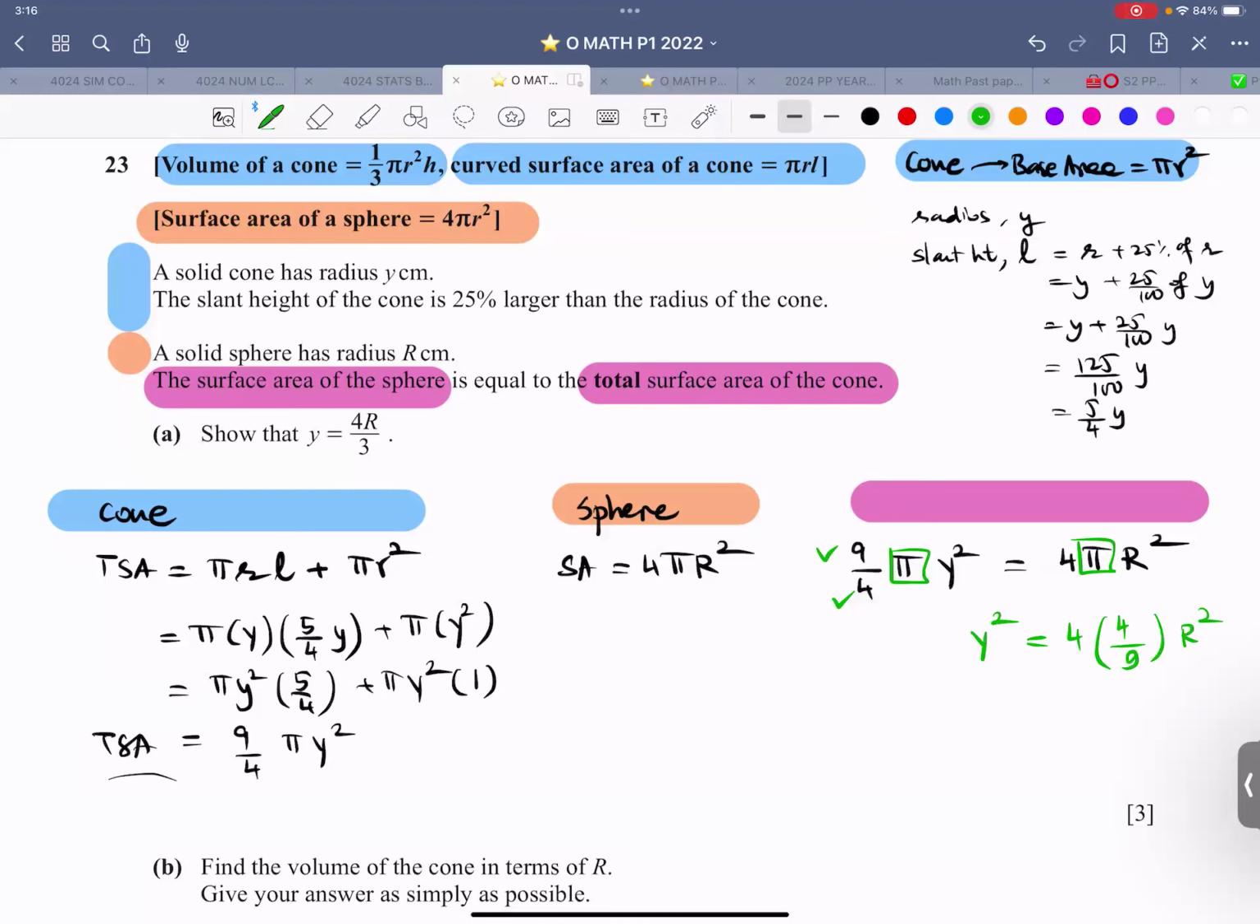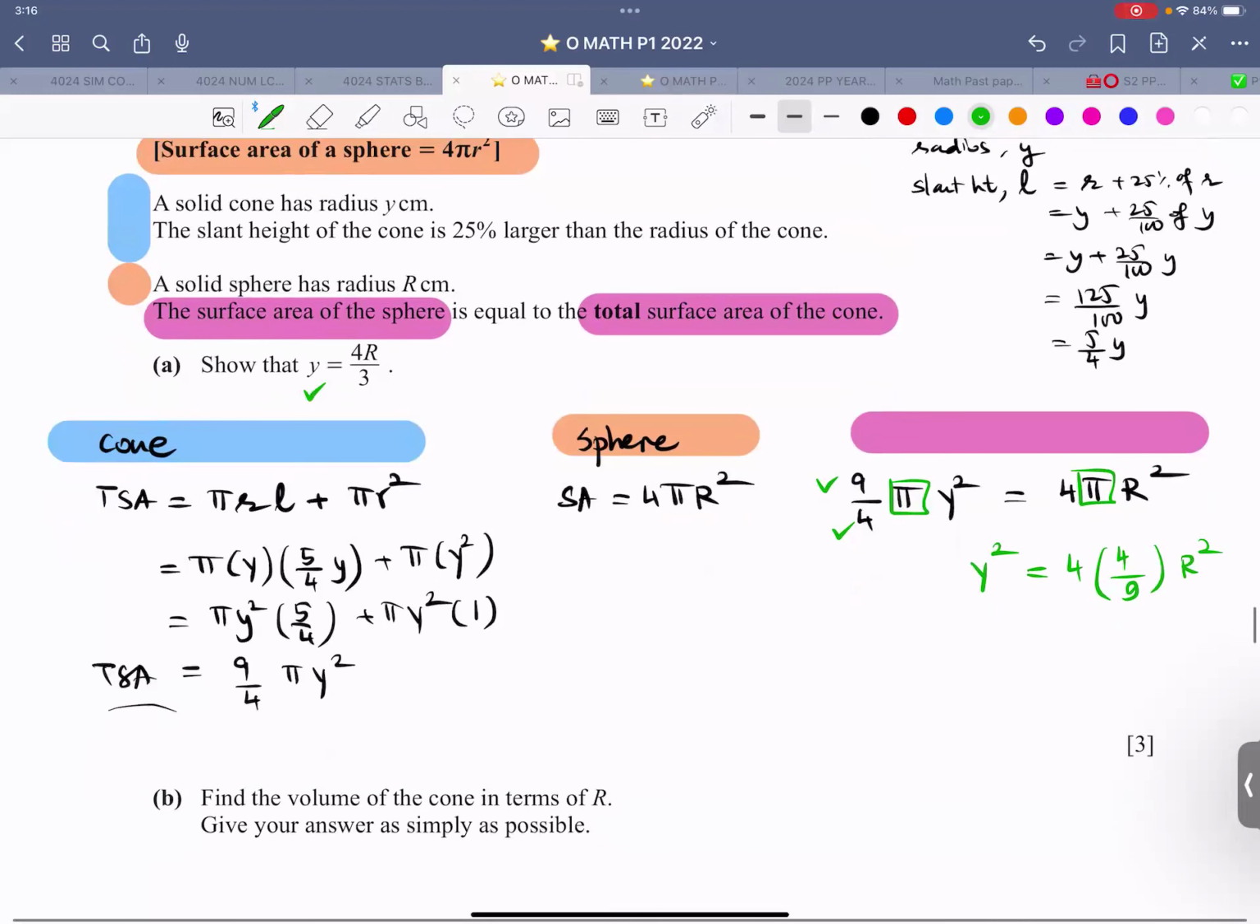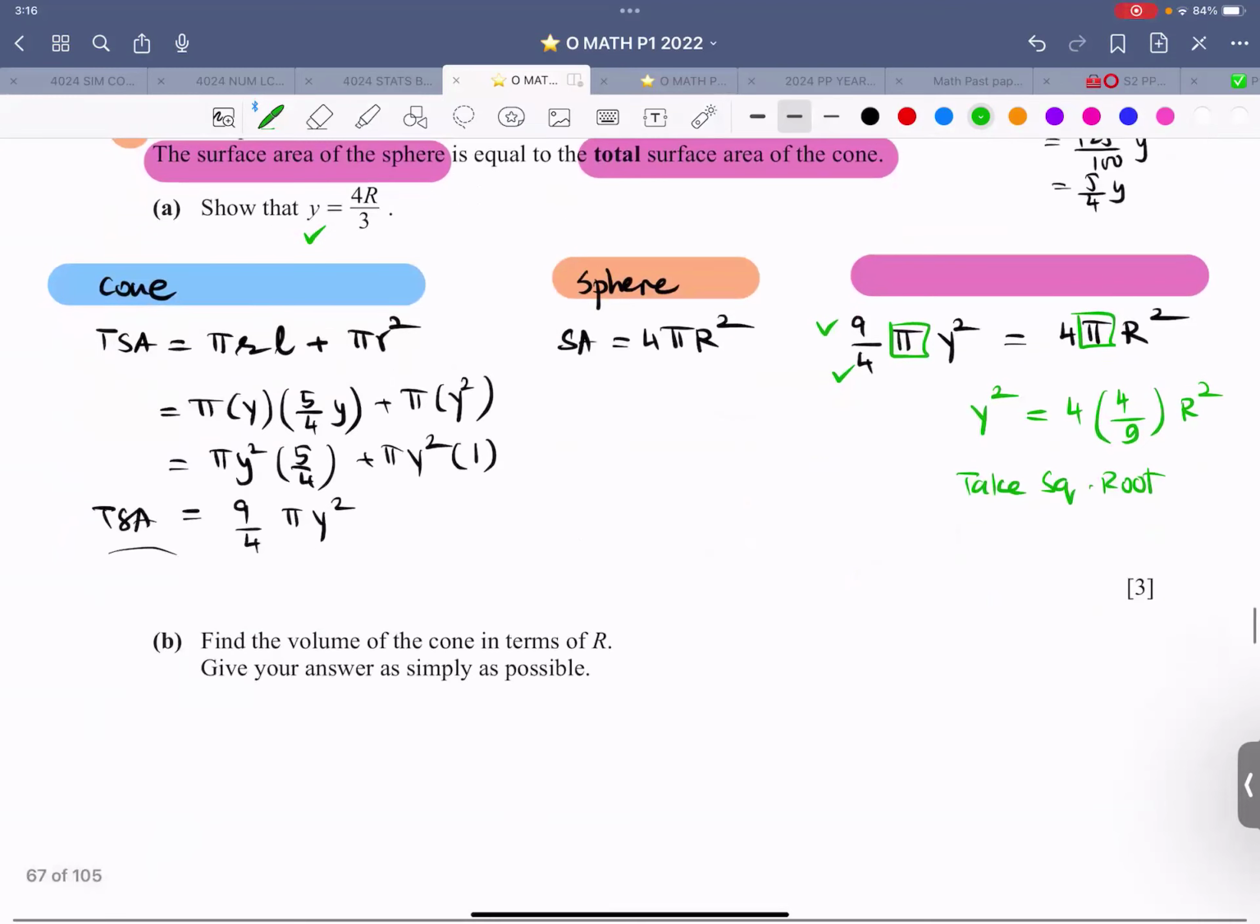And this is r square. This is y square. And we need to make y the subject. Take the square root of both sides. So therefore, y equals 4 and 4 is 16. Square root of 16 is 4. Square root of 9 is 3. Square root of r square is r. So I have proven this point. y is equal to 4/3 r.